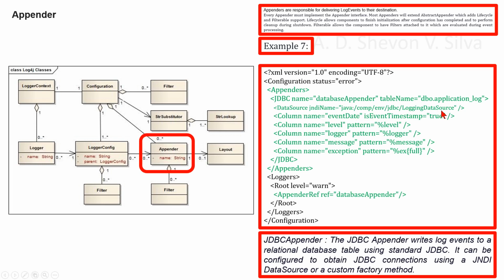The JDBC appender configured with a data source requires JNDI support. So as of release 2.17.1, this appender will not function unless log4j2.enableJndiJdbc=true is configured as a system property or environment variable. Here the parameter name is required, the name of the appender. Here the table name is required, the name of the database table to insert log events into.